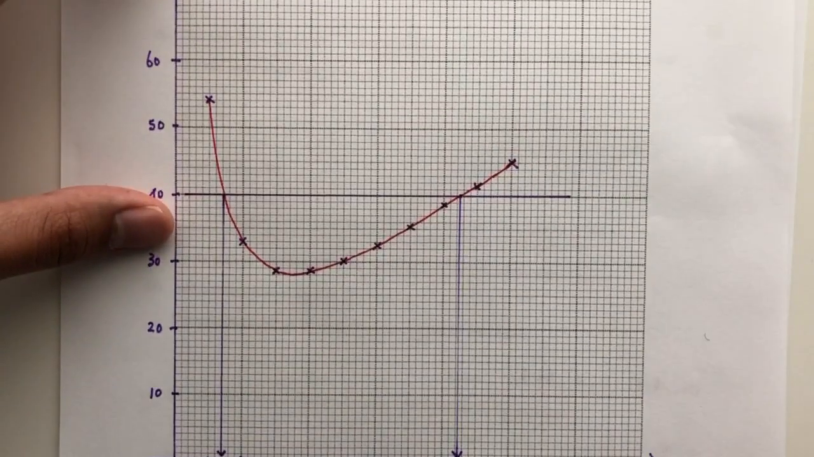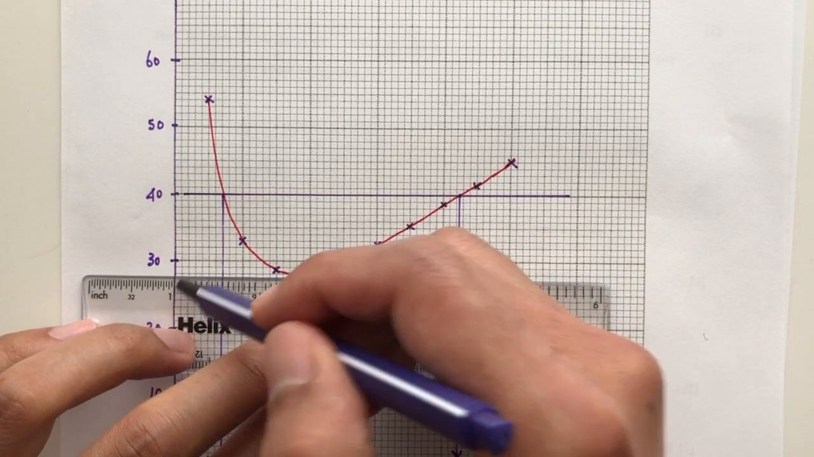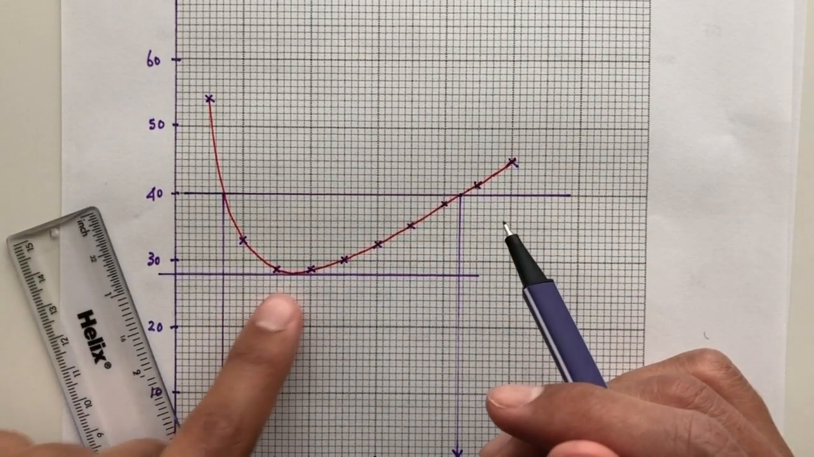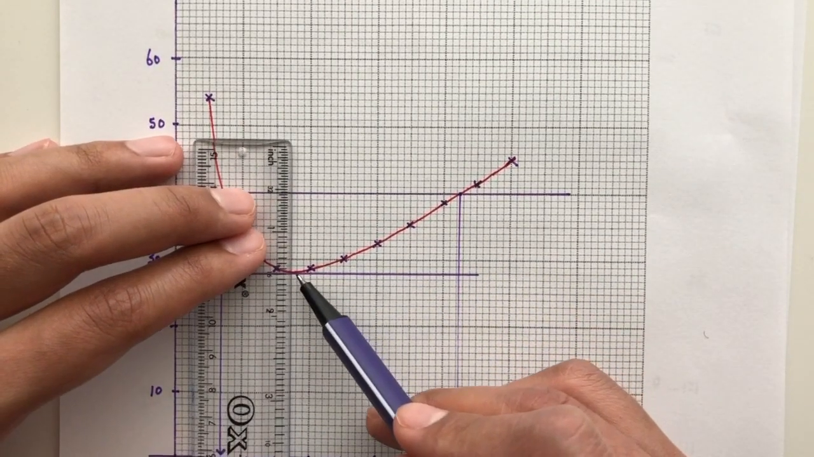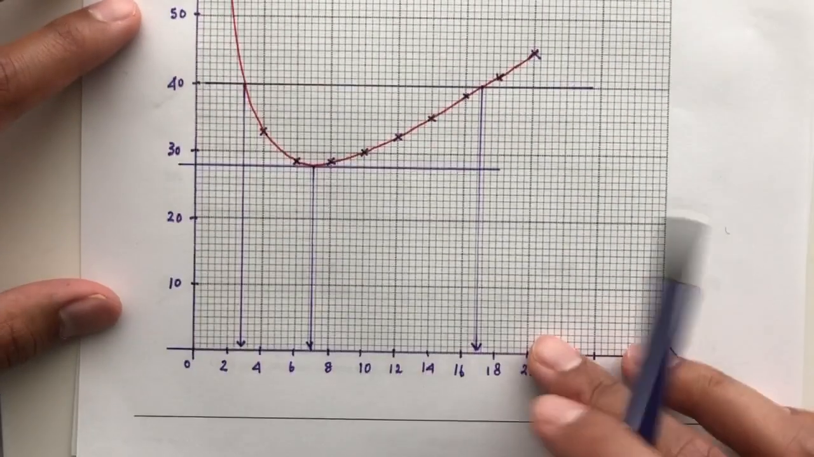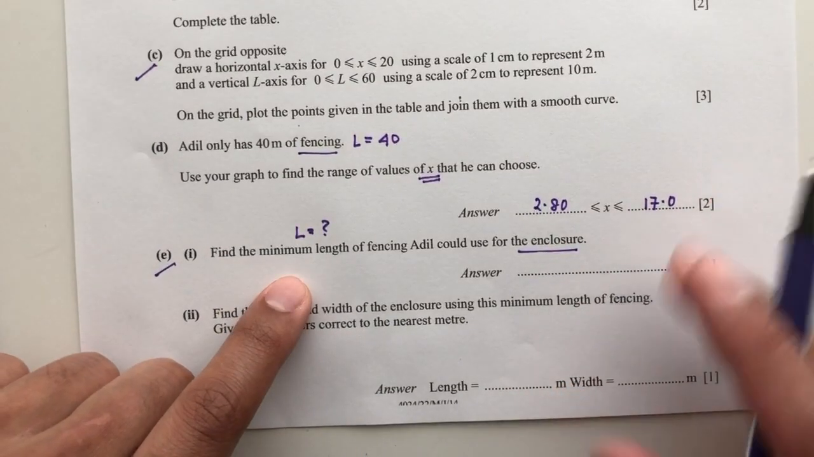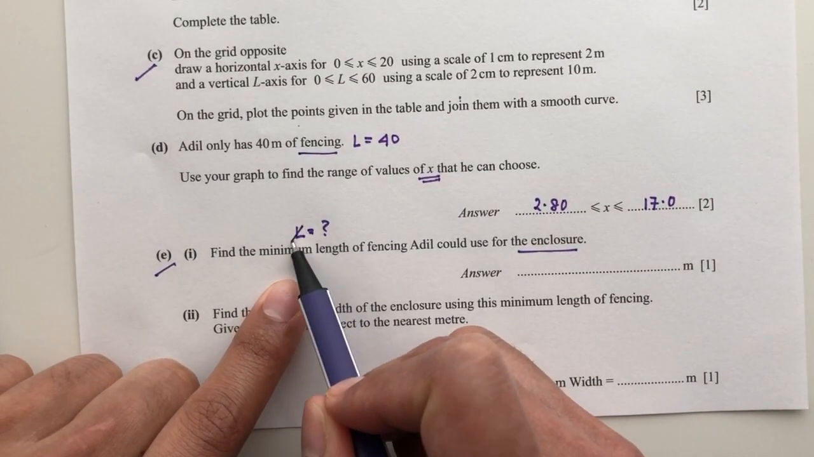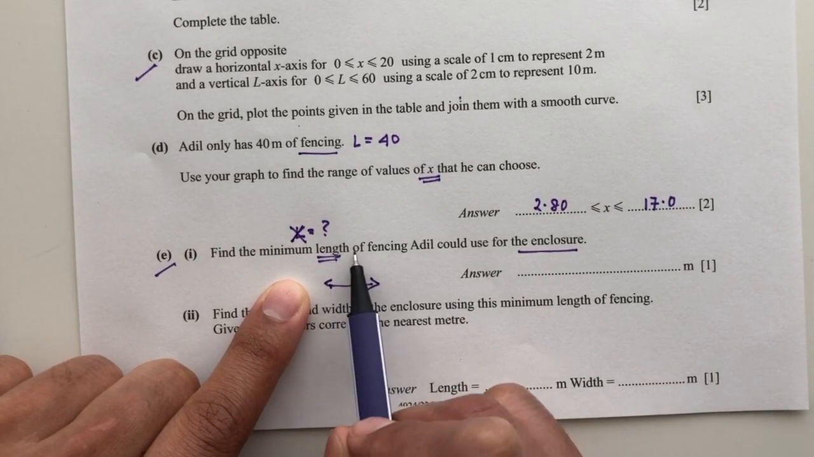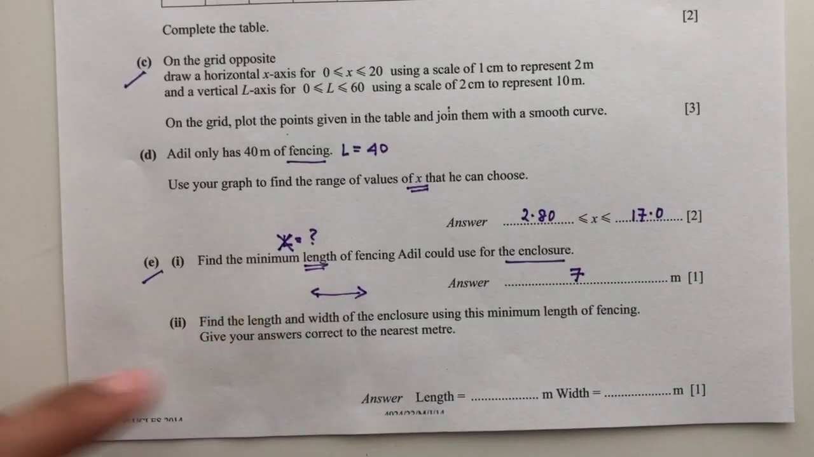So looking at your graph, you will see that the minimum point is somewhere at the bottom of this. So let's draw a line here and see where it cuts the curve. You will see it cuts the curve at this point. It will be about this value. So according to my graph, the value shows to be 7. So your answer will be, find the minimum length. In this case, it was x, not L. The length is this side of the rectangle Adil could use for the enclosure, it will be 7 according to my graph.